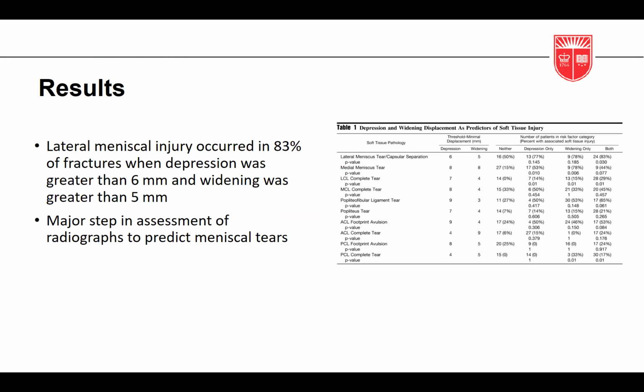The study found that lateral meniscus was found to be injured in 83% of fractures when depression was greater than 6 millimeters and widening was greater than 5 millimeters. The study was a major step in the assessment of using radiographs to predict meniscal tears. However, in the years following, concerns persisted regarding the accuracy of radiographs to assess the risk of soft tissue injury. This has led to further investigation in recent years into the accuracy of CT findings to predict these pathologies.